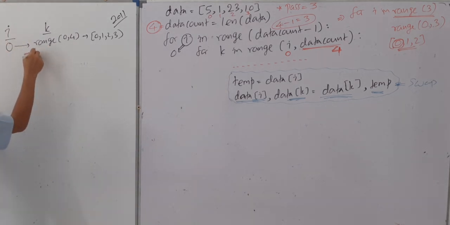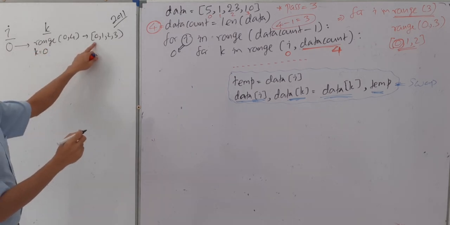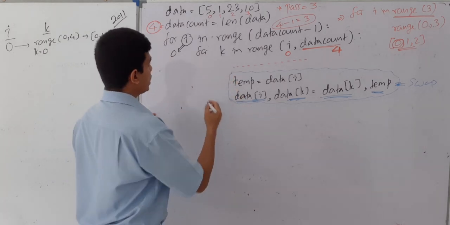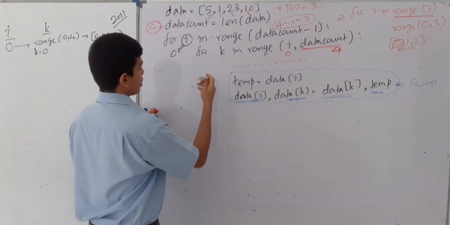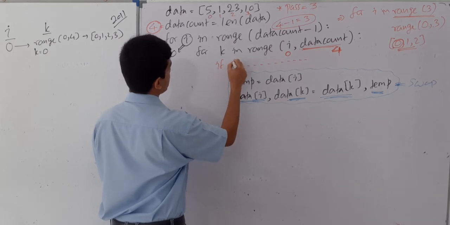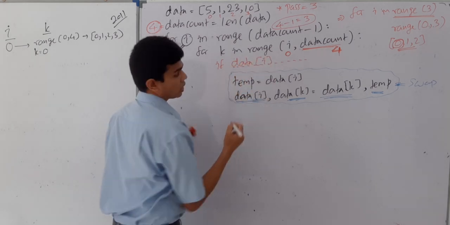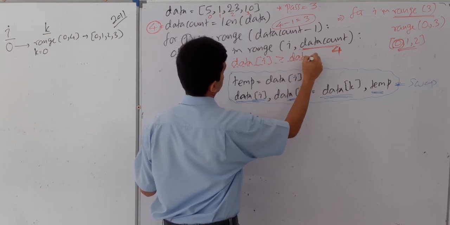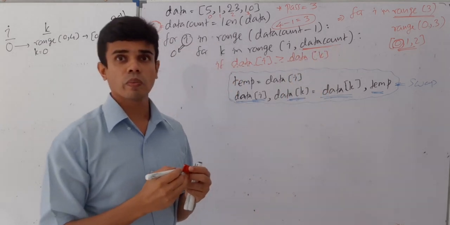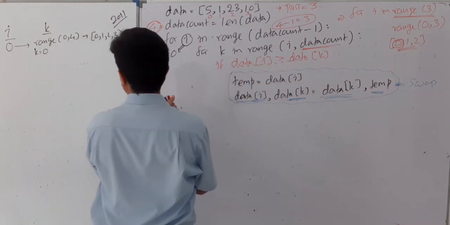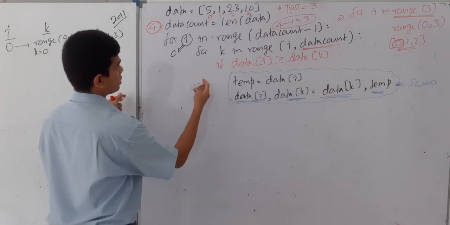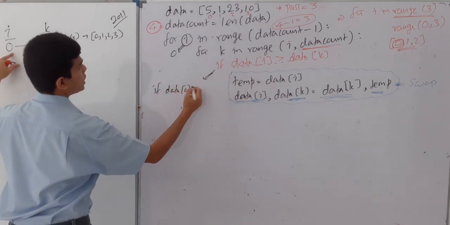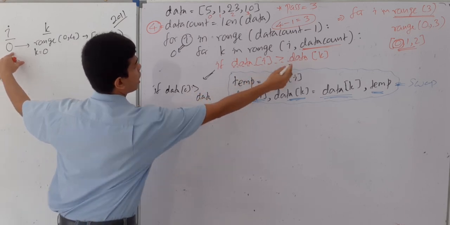Right. We will see when the k value is going to be 0, initially 0. What would be the situation? k is going to be 0. Then according to the question here, I'll just use the if statement. I have explained this. We'll say that if data i is greater than data k. Yes, i is greater than data k. Now, by this time, i is going to be 0. So we check data 0 greater than data k. What is k now? Still 0.